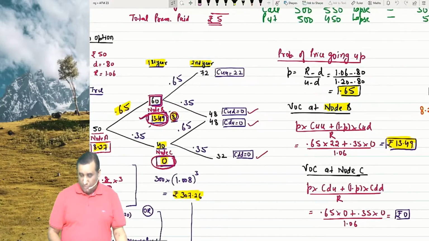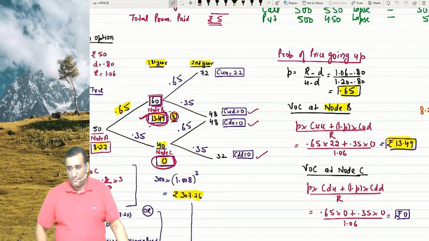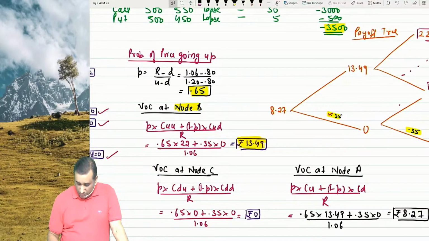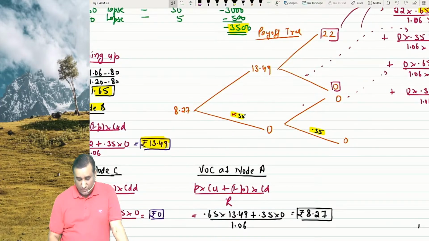Basically, how did I get this? Probability of price going up 0.65 into value of call at node C. Then we have 0.65 into 22 plus 0.35 into 0. Now value of call at node C, exactly the same thing comes. Now this is exactly what you've done in European.